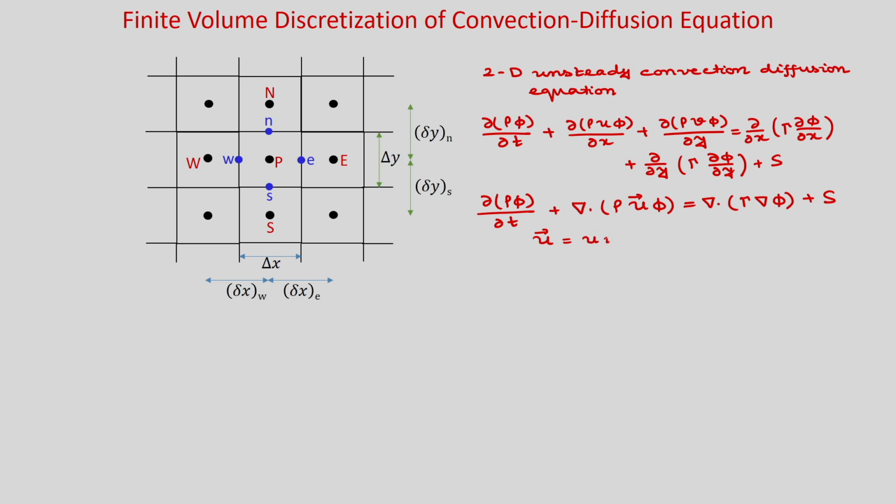So, u is u i plus v j, where in Cartesian coordinates, if this is your x and this is your y direction, then velocity u is in the x direction and v in the y direction, and i is the unit vector in the x direction and j is the unit vector in the y direction, and grad is del of del x i plus del of del y j.